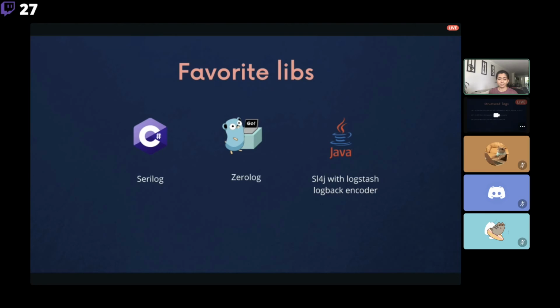And in order to have some consistency, like I mentioned, because we had a polyglot environment, it was important to pick the libraries and stick to them. So for C#, Serilog was really good. For Go, zerolog, and for Java, it was SLF4J with Logback encoders. We had this consistency across the microservices and our monolith, so it significantly improved searching logs.